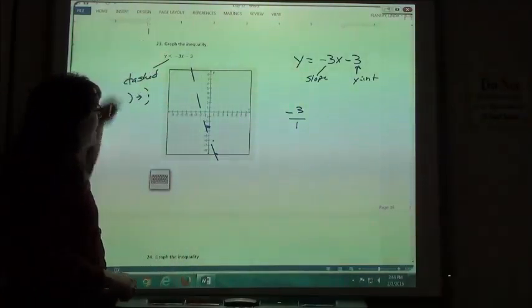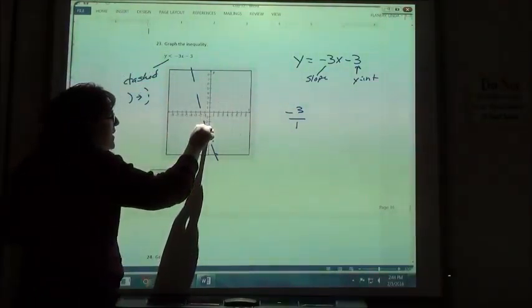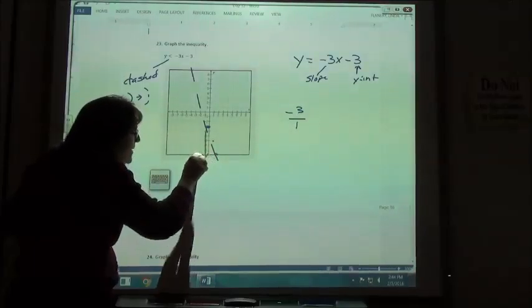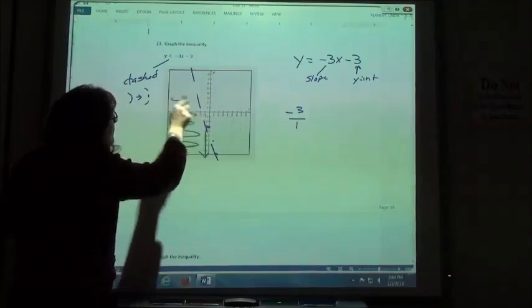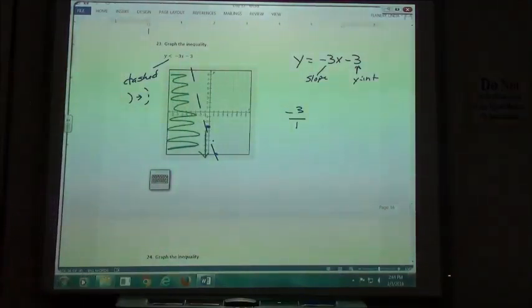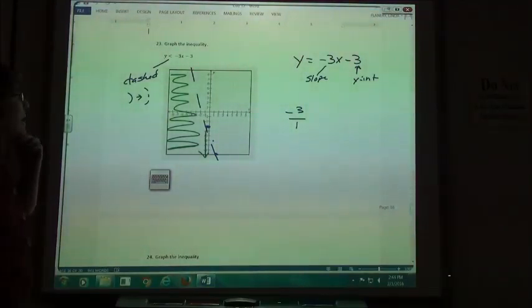Again, I'm going to do my shading. I'm shading less than. So here's my y-intercept. Less than means I'm going down. If I'm going down, I end up being over here on this side of my line. So it looks like I'm shading to the left. I'm really shading down underneath my line, but that's the side I would end up shading.